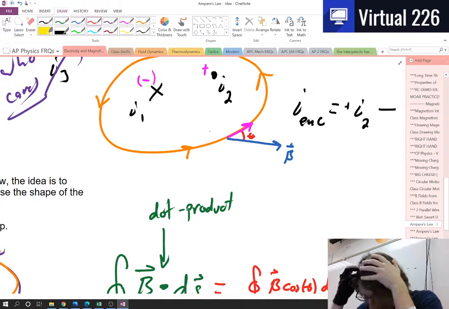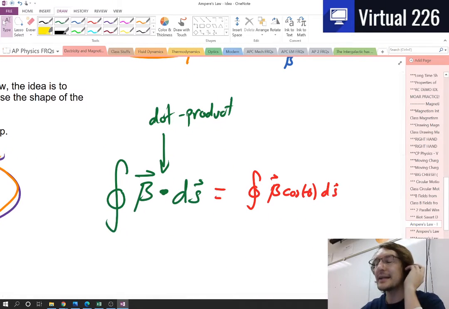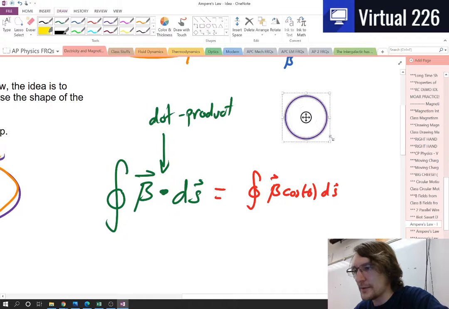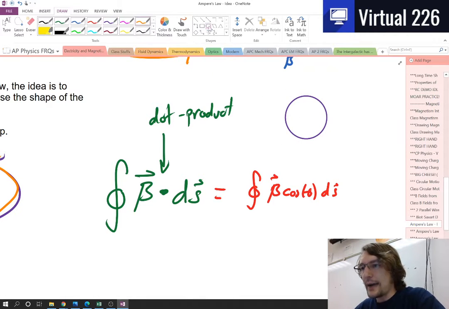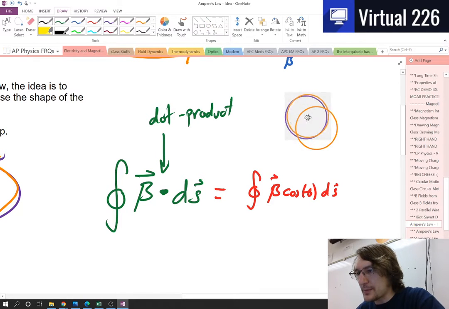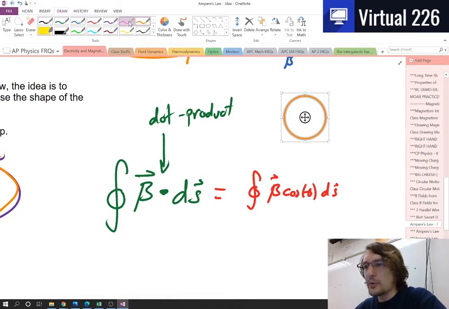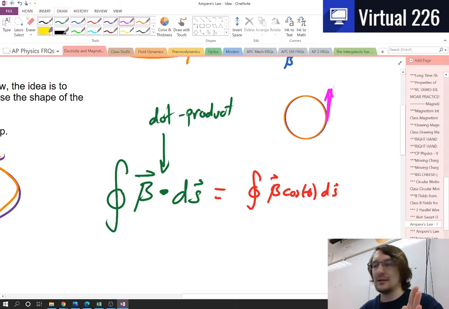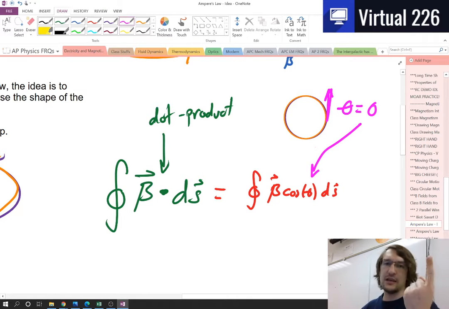And this makes life miserable. But if I take a B field and give it the shape of a circle, and over top of it, I place my Amperian loop, which is also in the shape of a circle, then what we will see is that at any point, the B field and the loop will be pointing parallel. And that means the angle between them will be 0 degrees. And we know that the cosine of 0 degrees is equal to 1.